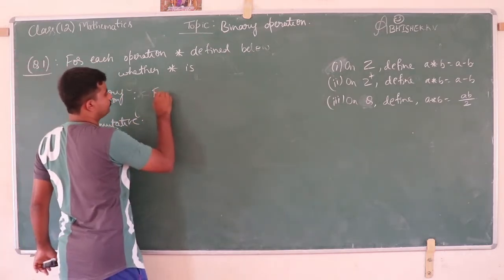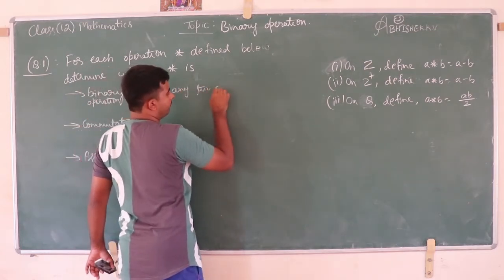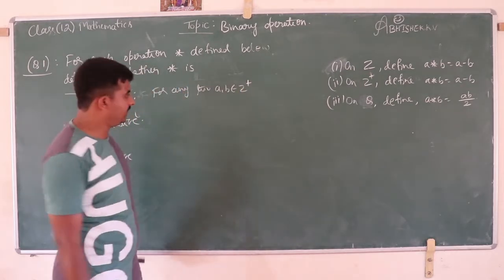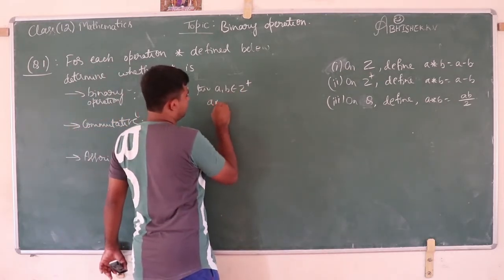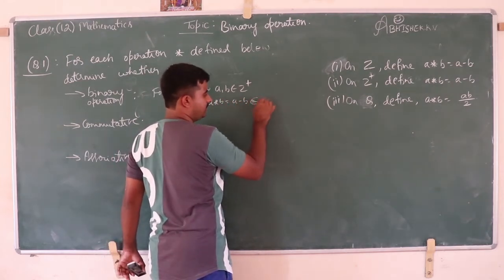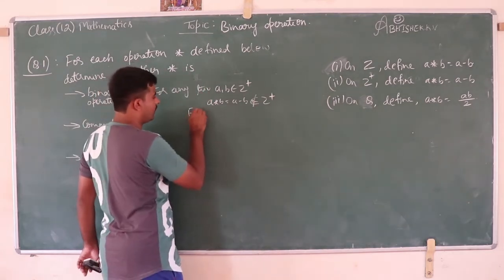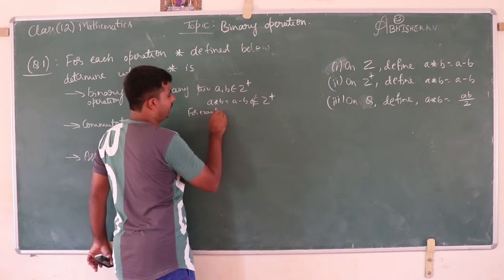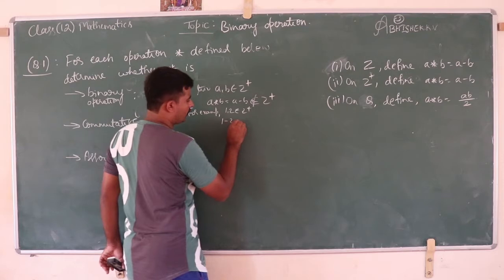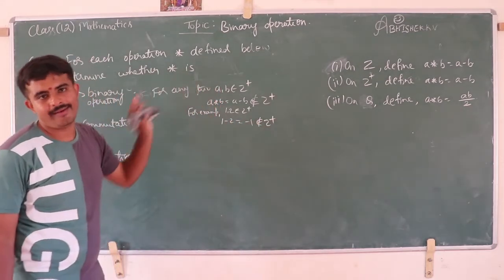See, for any two elements A, B belonging to the set of positive integers, consider A star B. A star B is equal to A minus B. See, this does not belong to the set of positive integers. For example, if I consider 1 comma 2, both belong to positive integers. What about 1 minus 2? Minus 1. This does not belong to positive integers. Therefore, star is not a binary operation.